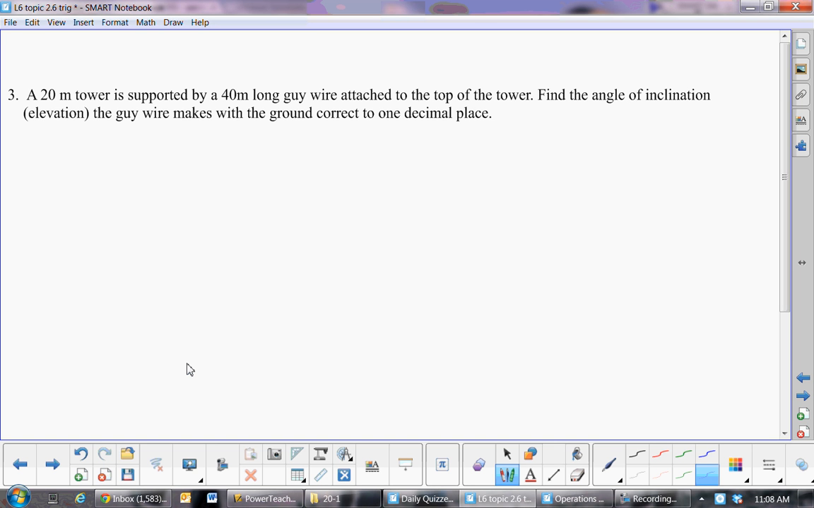Okay. So a 20-meter tower is supported by a 40-meter long, you're right, it's just like the Evel Knievel.